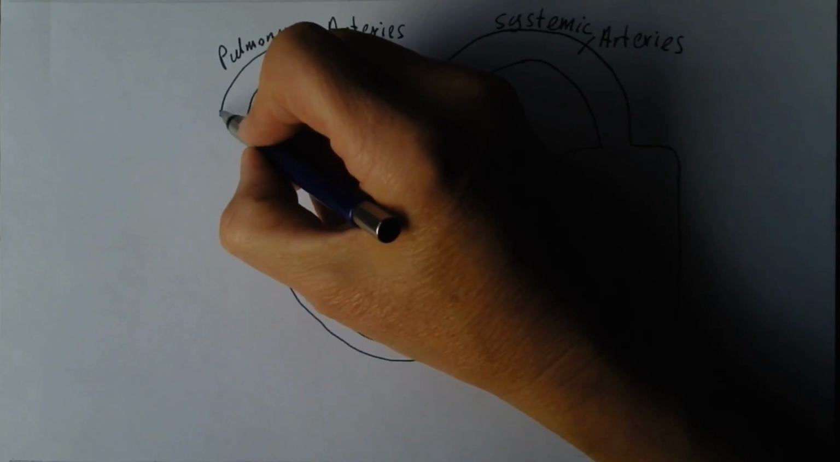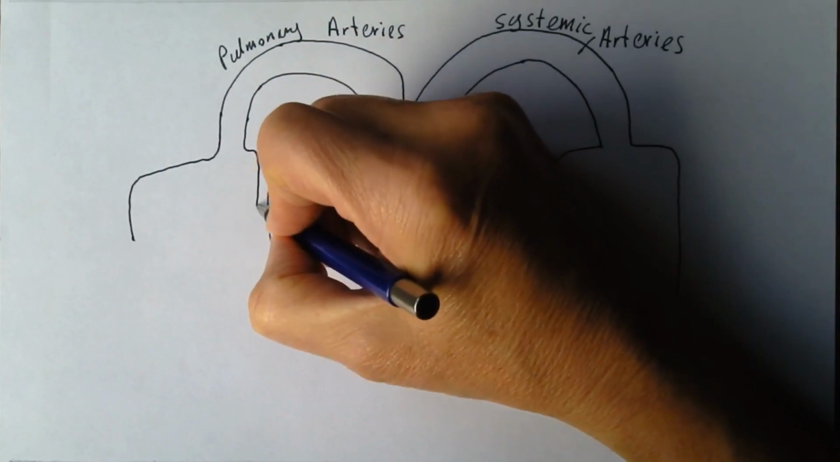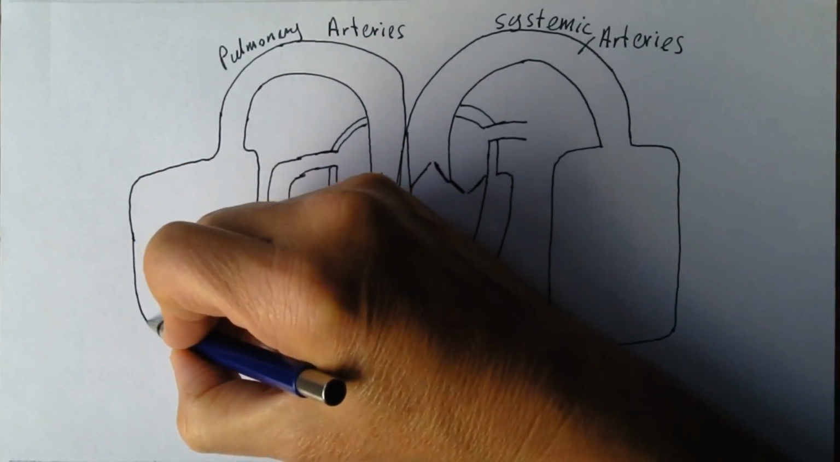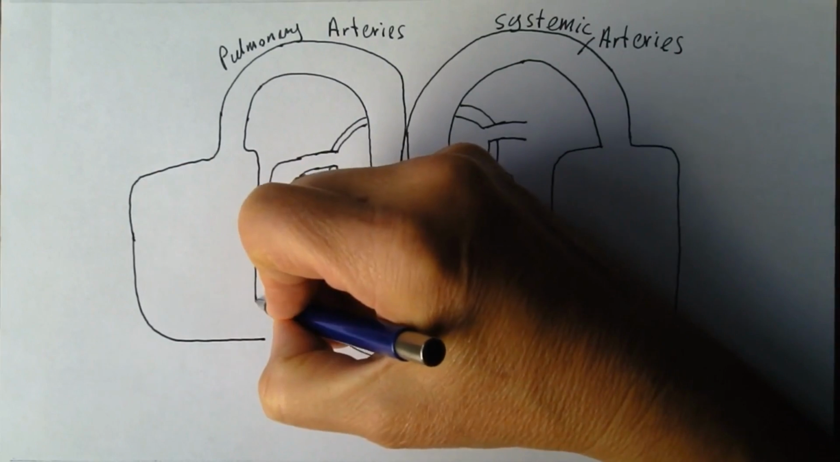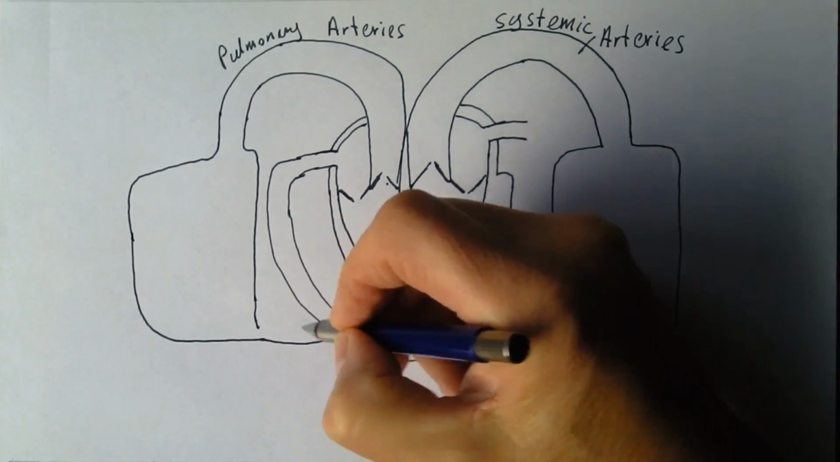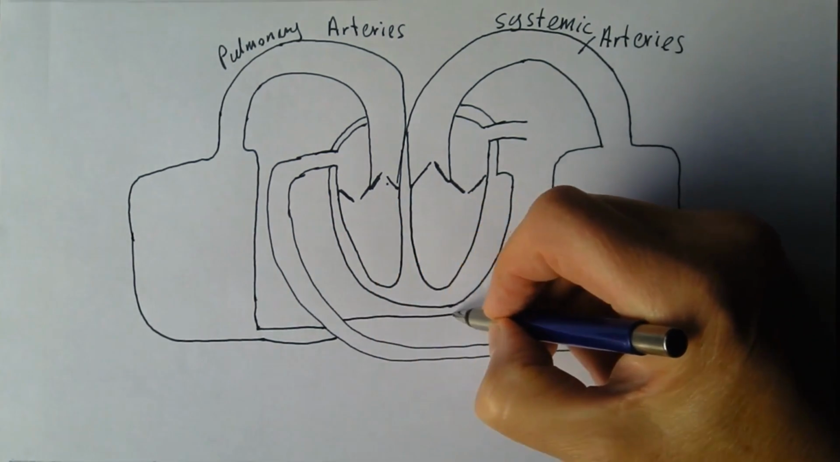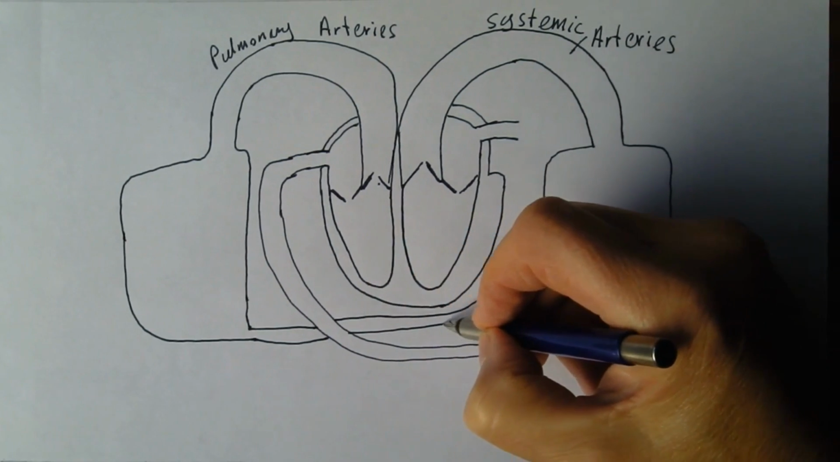The pulmonary circulation, of course, is going to the lungs, so this mass here represents the lungs. And we have the lungs. Then there's going to be a vein draining the lungs. Two main veins from each lung actually drain back into the left atrium.